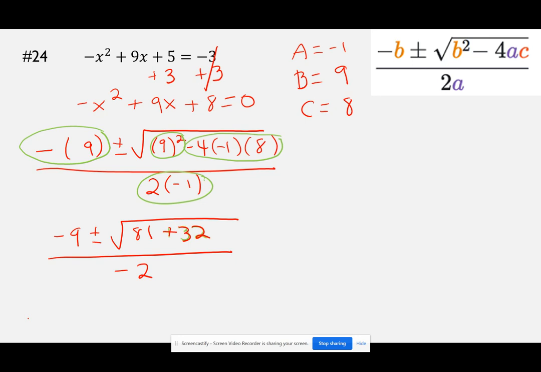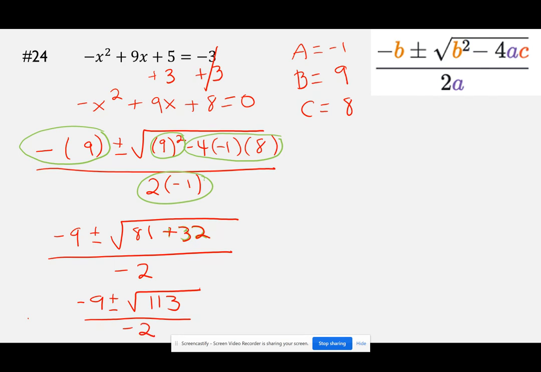Okay, so the next thing we can do is we can simplify what's under the radical. So I have negative 9 plus or minus the square root 81 plus 32 gives me 113 over negative 2.